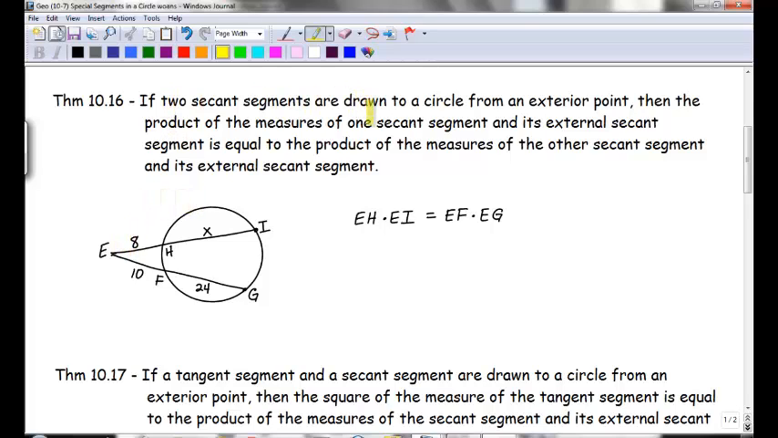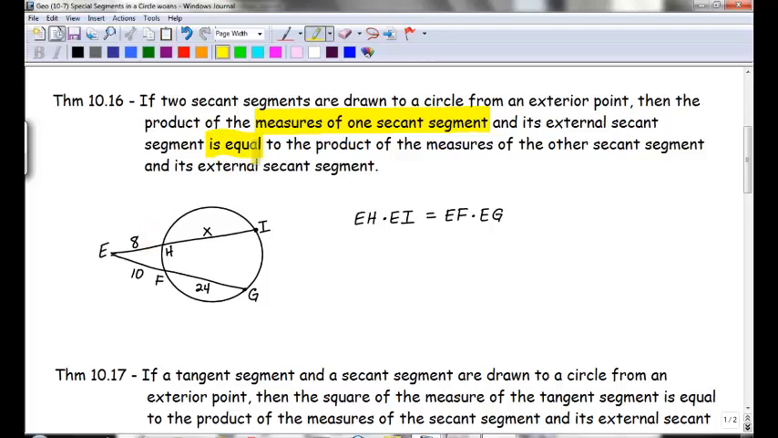If two secant segments are drawn to a circle from an exterior point like E, the product of the measures of one secant segment, now this part right here, that's the whole thing, and its external secant segment, that's this part right here. So on this, EH times EI. EI is the whole thing.